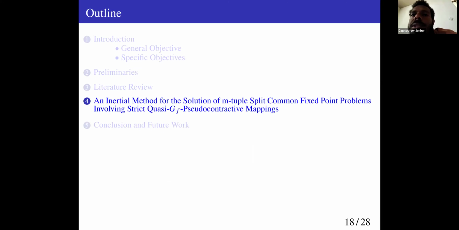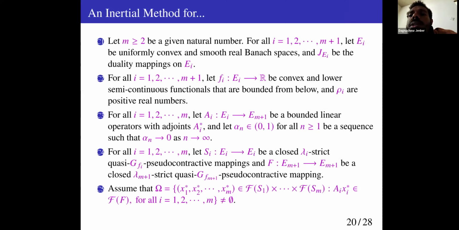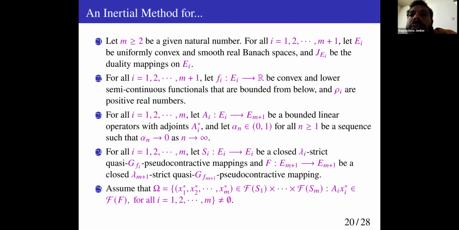So we just present our algorithm, which involves strict quasi-J pseudo-contracting mappings, and discuss its convergence to a solution of an m-tuple split common fixed point problem. We define it in 0.6 under the following conditions. So we have these five conditions.